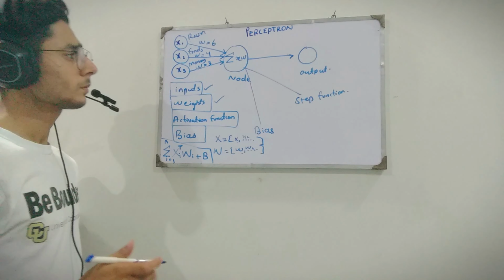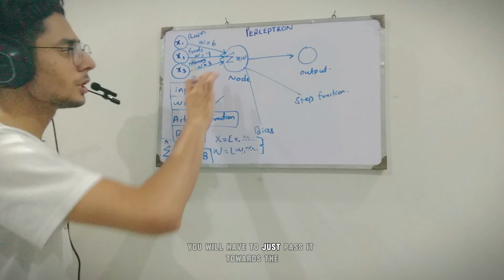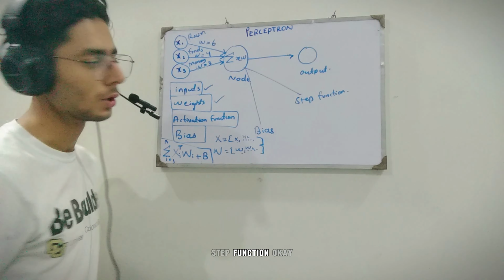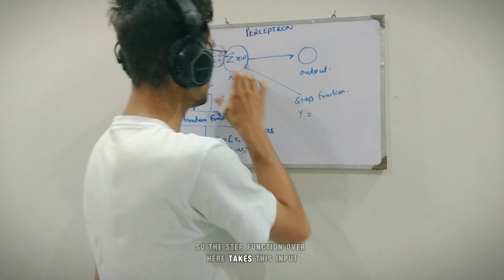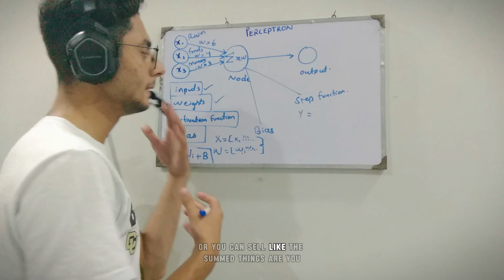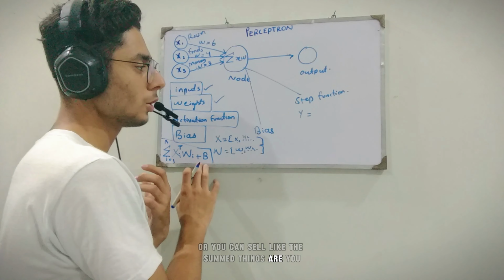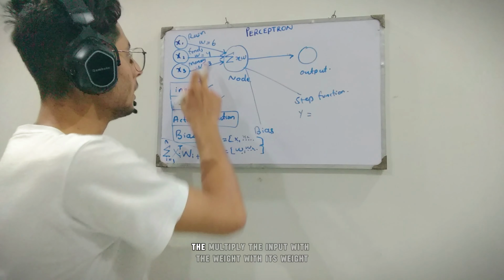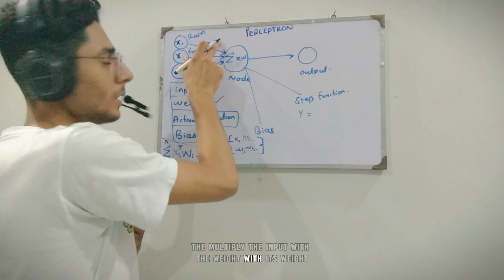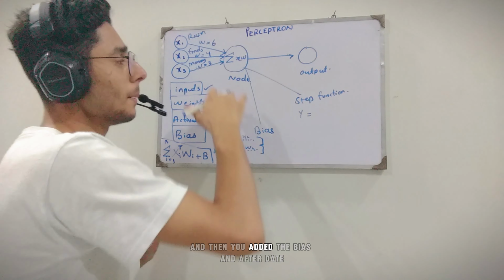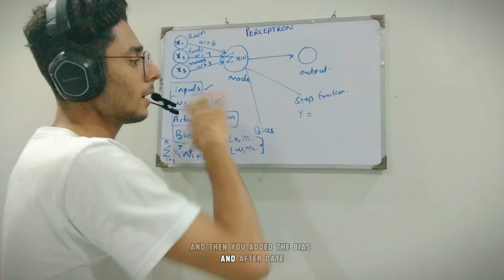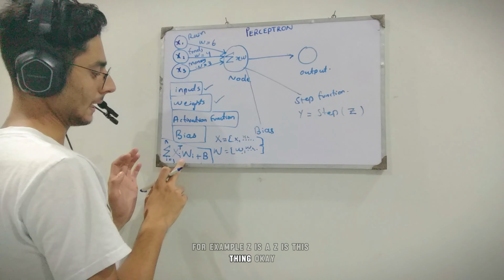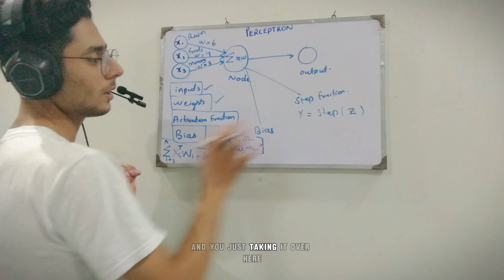When you add this term, you will have to pass it towards the step function. So the step function takes this input, the summed things: you multiplied each input with its weight, then you added the bias, and after that you put that into the step function. So what the step function is, I am going to explain. For example, z is this thing, all of that summation, and you are taking it over here.